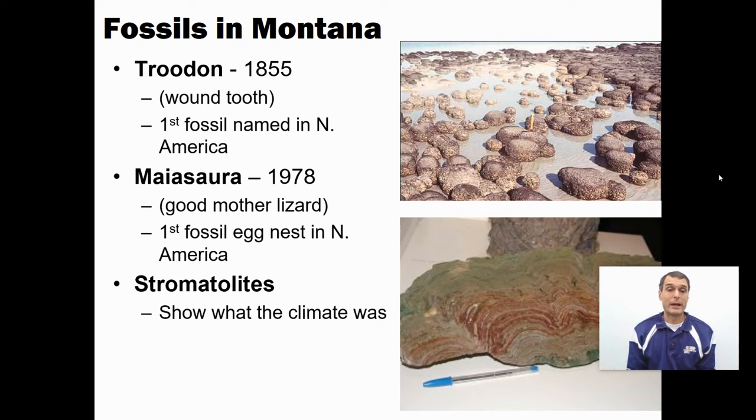Next up is what's called a stromatolite. Stromatolites are not as exciting as dinosaurs. They're algae mats, but they lived billions of years ago. There are still some surviving off the western coast of Australia today. And these may have been the organisms that first produced oxygen on the Earth. And they show us what the climate was like a billion years ago. We find these in Glacier National Park.